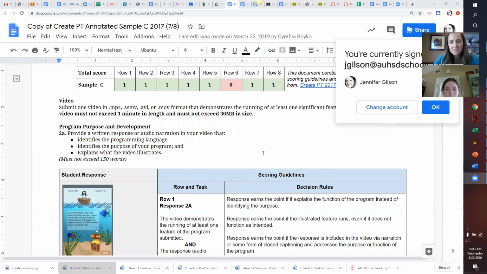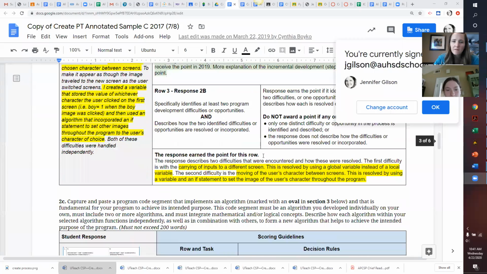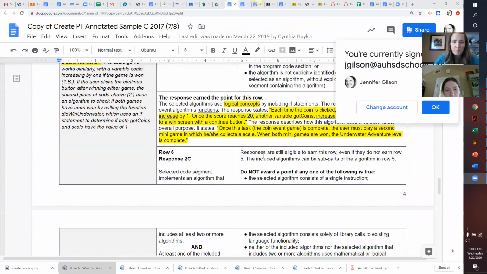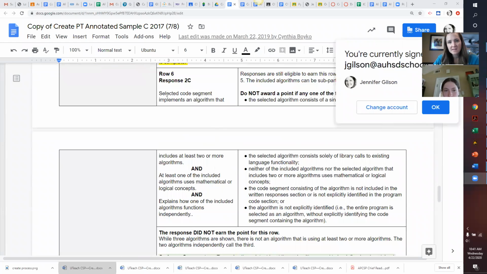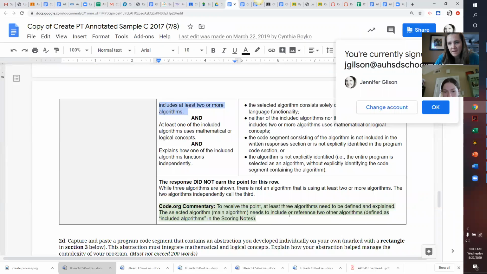Okay, and row 6? Yes. So the requirement for row 6 is that the selected code implements an algorithm with 2 or more algorithms inside it. And they show 3 algorithms, but the main algorithm doesn't include the other 2. They kind of show 3 separate ones. Okay, so it's not one algorithm containing 2 other algorithms.